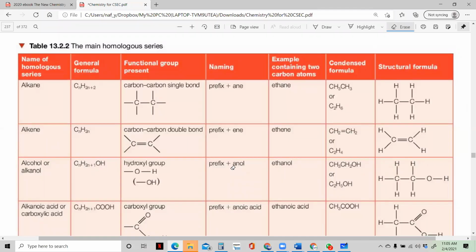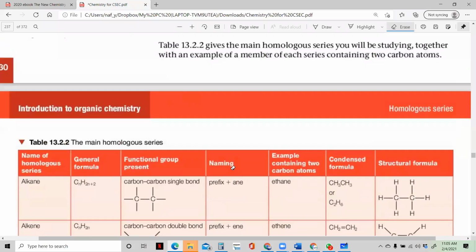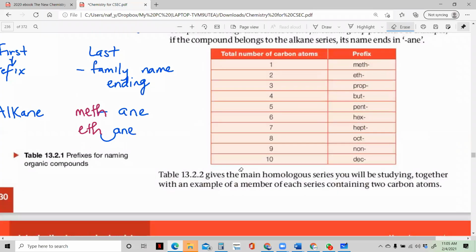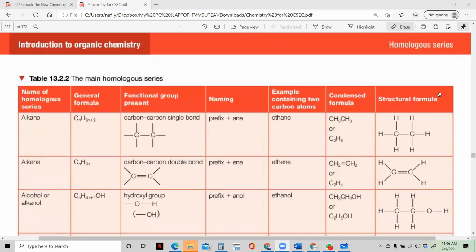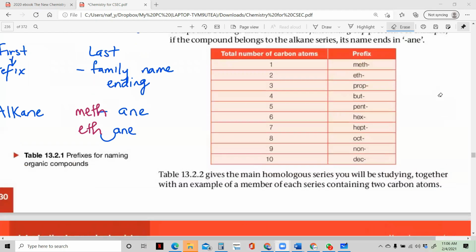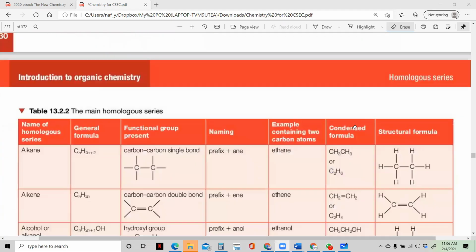All right, the name of a carboxylic acid with 4 carbon atoms. Butanoic acid. Yes. And an alkane with 5 carbon atoms? Pentane. Excellent.